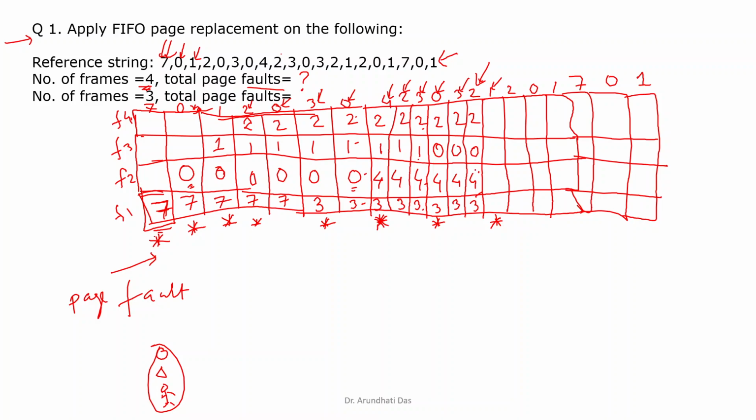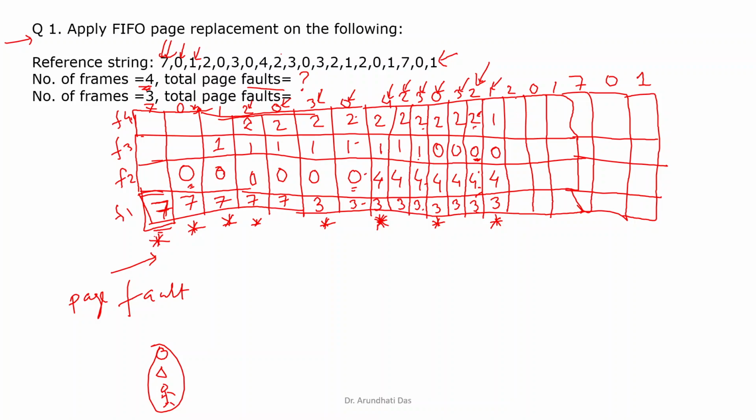Which one will I replace? Among 2, 0, 4 and 3, 2 is the one which has come first, right? Because 0, although it had come long before, got replaced and then came newly, this 0. So among 2, 0, 4 and 3, I will now replace 2. Here also some of the students may make this kind of silly mistake, that they may replace 0, but I have to replace 2.